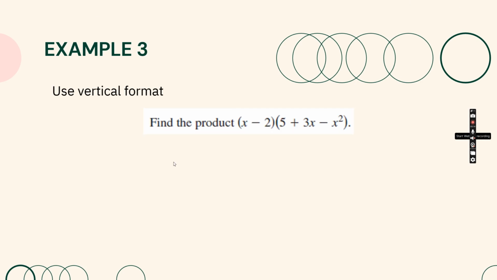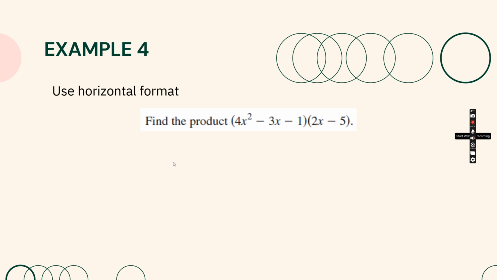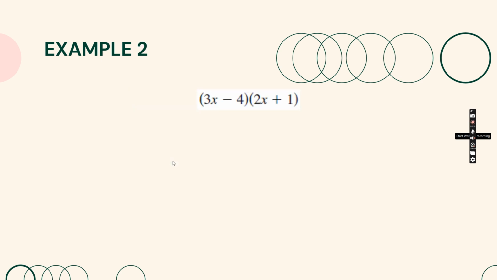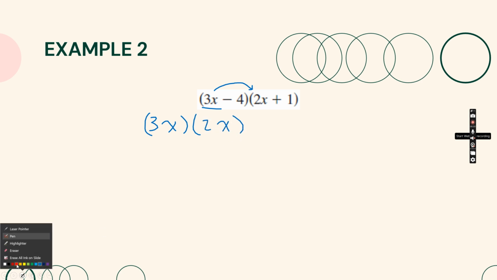Yeah, this is fine. Anyways, first, outer, inner, last. With this problem, we're just taking 3x and multiplying it with 2x first. I'll just write it out so it looks a little bit nicer for us to look at: 3x times 2x. We'll then work with the outer terms. So in this case, it's 3x times 1.